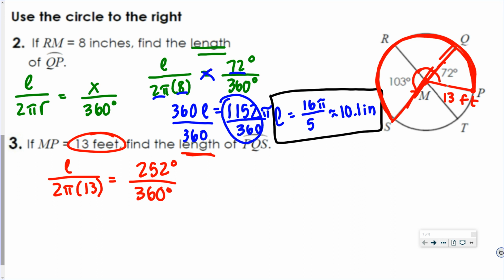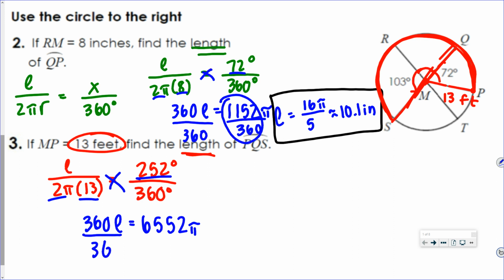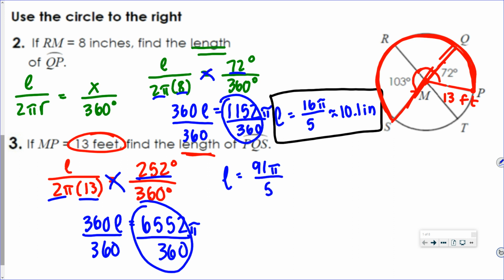Cross multiply. 360L equals 252 times 2 times 13 is 6,552 pi. Divide by 360. I like to show my work when I divide by 360 because it's a little reminder, oh yeah, I just have to simplify that fraction. You can see it right in your work. I got 91/5 for that fraction.